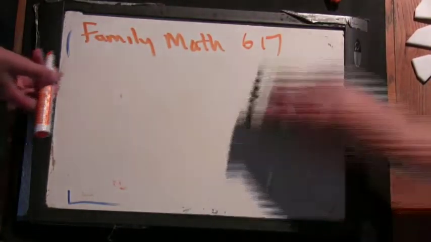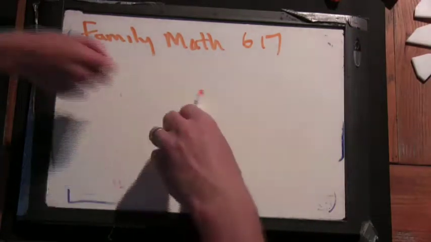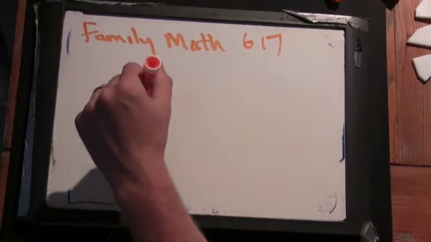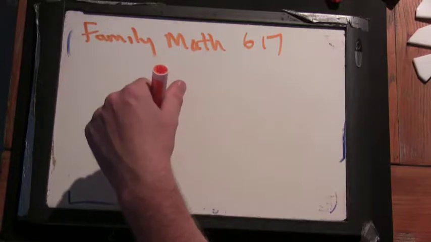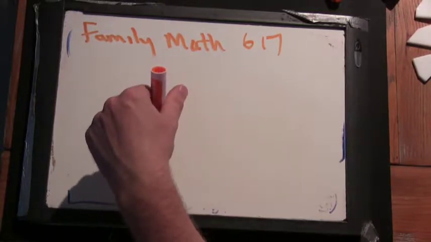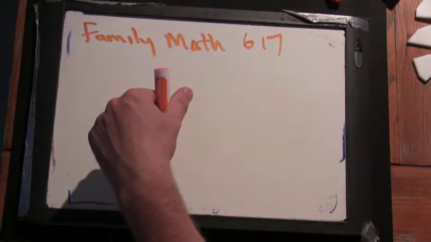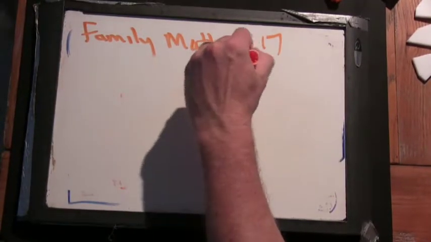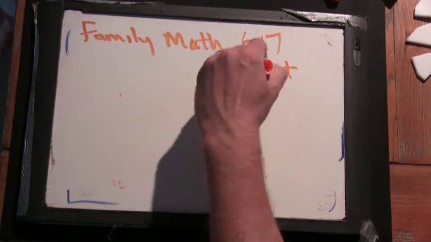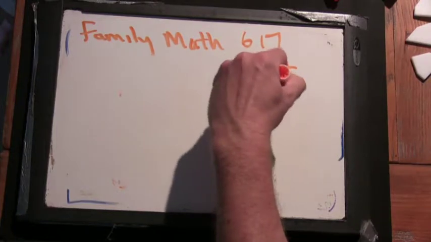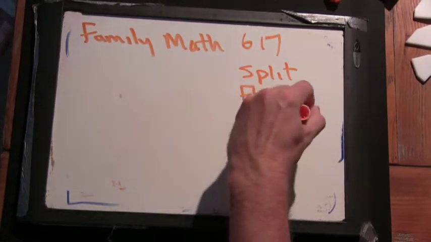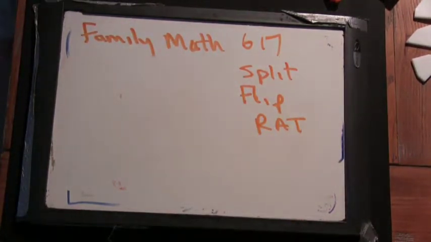So we're going to write root 2 as a continued fraction. And does anybody remember the funny named procedure named by my high school math teacher? Split, flip, and rat. That's the procedure we're going to follow.